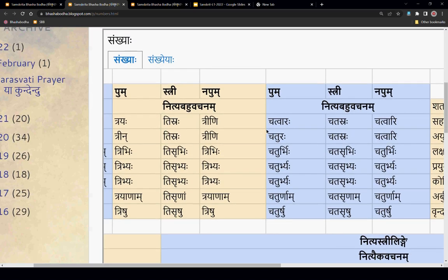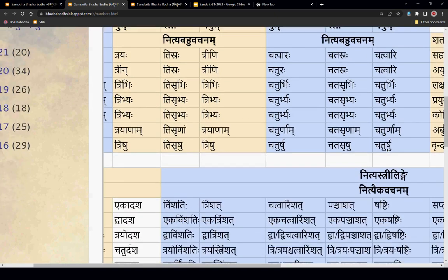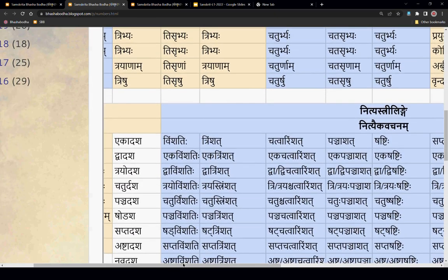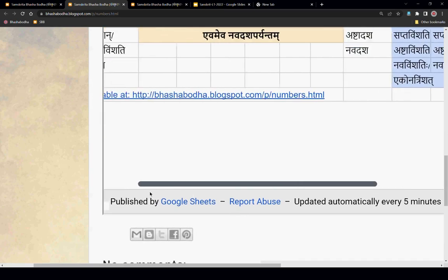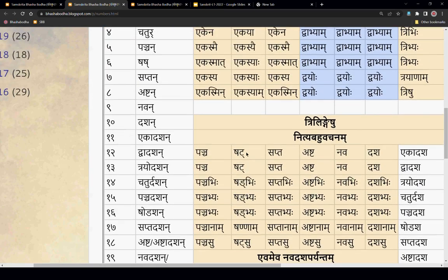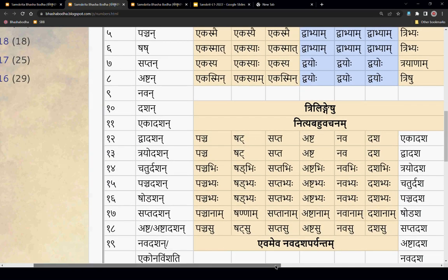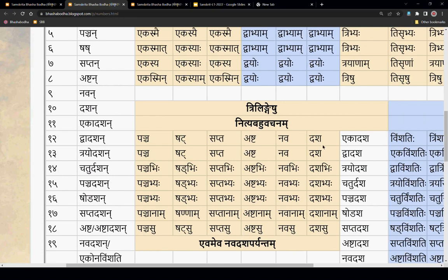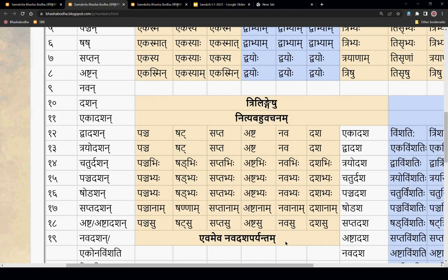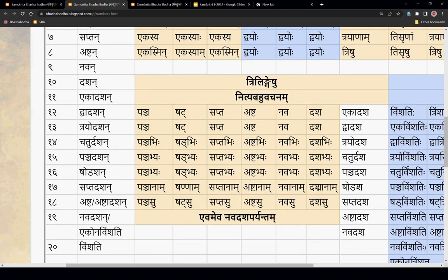But what about starting from 5? Pancha, as you see here. Pancha, trilingeshu samana rupani. In all three lingas, they have the same form. From pancha to navadasha paryantam, to 19, the same form. Nitya bahuvachanam, always bahuvachanam. The same form, but the vibhakti is different. That's what is given. Prathama vibhakti, dvitiya, tritiya, chaturthi, panchami, shashti, saptami. Pancha, pancha, panchabhihi, panchabhyaha, panchabhyaha, panchanam, panchasu. Shat, shat, shat, shat, shatsu, like this, saptasu.